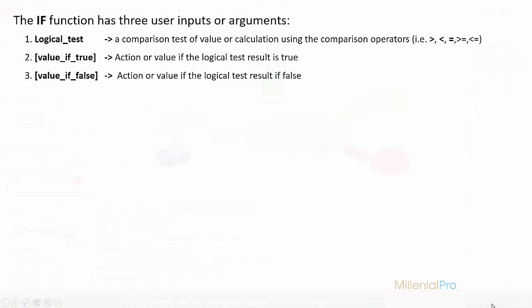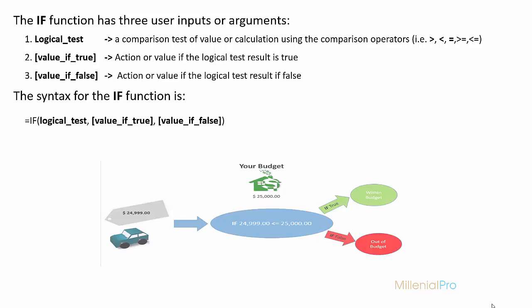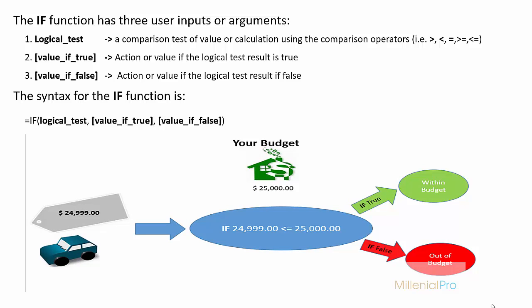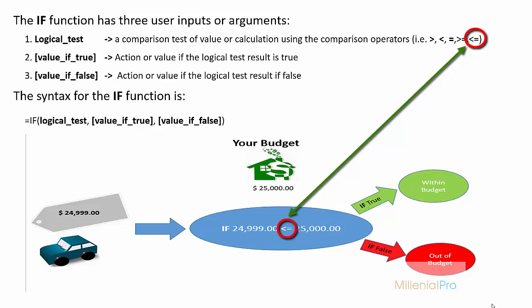Alright, let's now examine the elements of the IF function. The IF function has three user inputs, otherwise known as arguments, and here's the syntax for it. Let's take a closer look at the scenario that we spoke about earlier. The first argument is the logical test. The logical test is the test whereby the price tag of car A was compared against the budget amount of $25,000. The logical test incorporates at least one comparison operator. In our example, the comparison was less than or equal to.